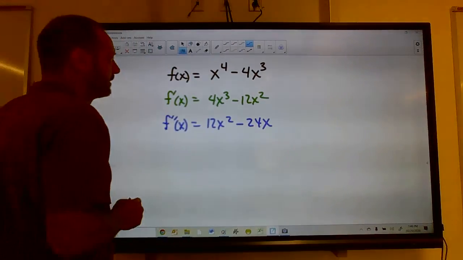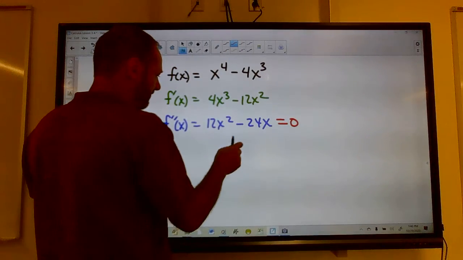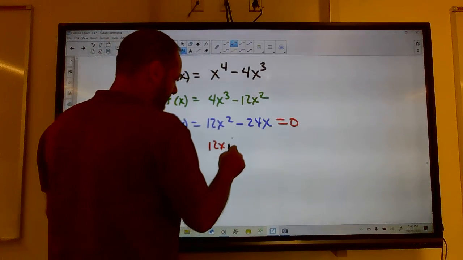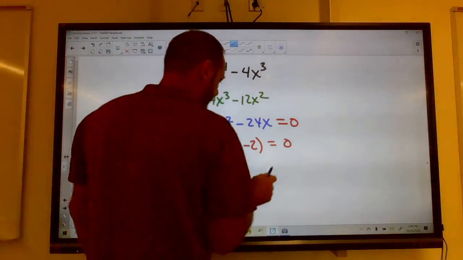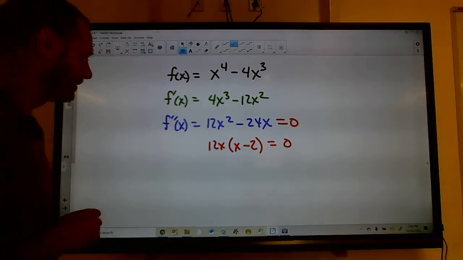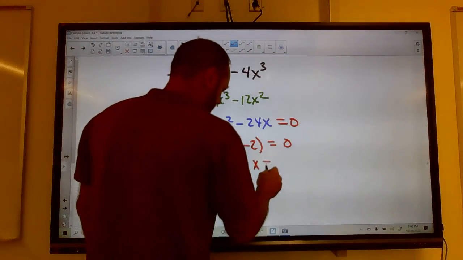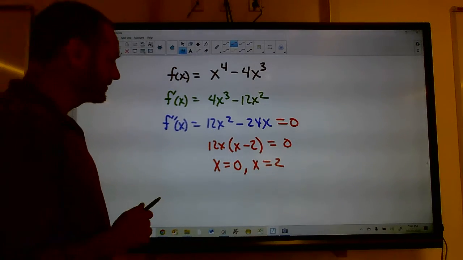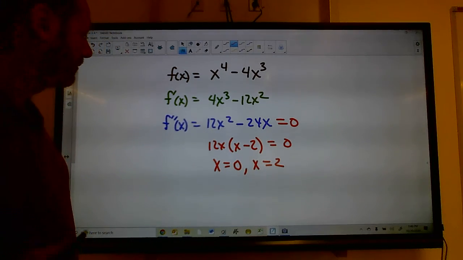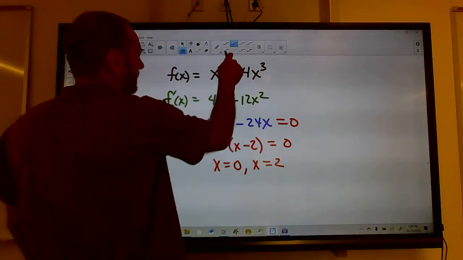All right, set that equal to 0. I can factor out a 12x from this, and I get x minus 2 equals 0. That tells me that x is either 0 or x is 2. So this has two inflection points, one at 0 and one at 2. And if I want to find out what those points are, I plug them back into f of x.